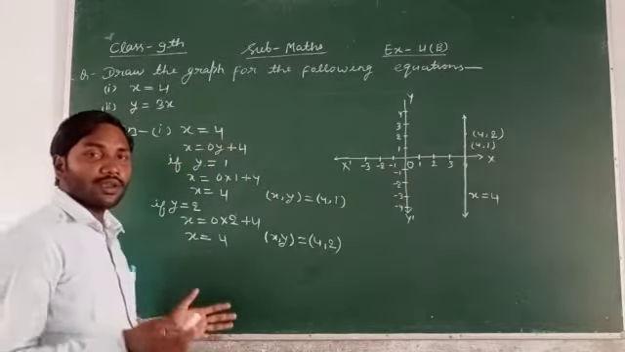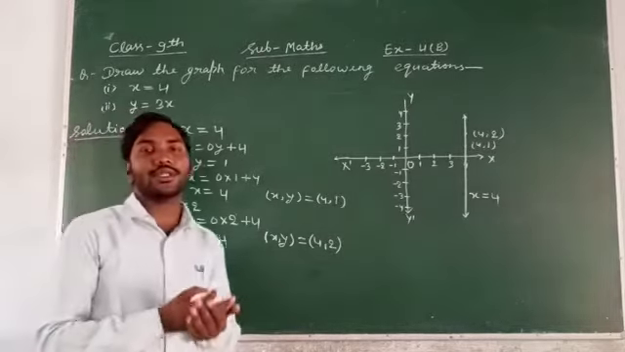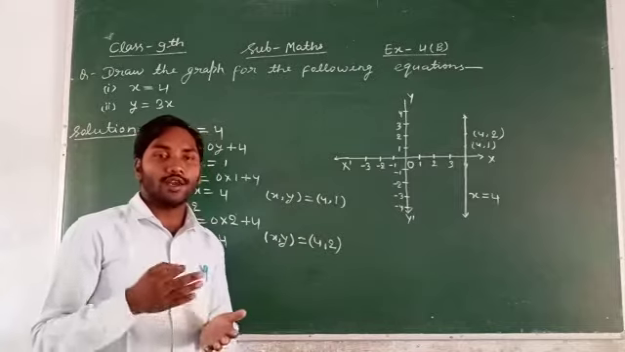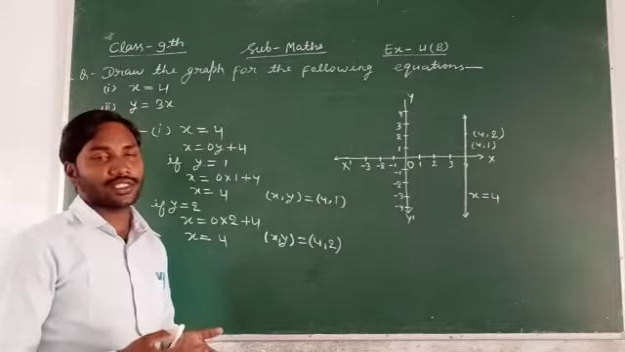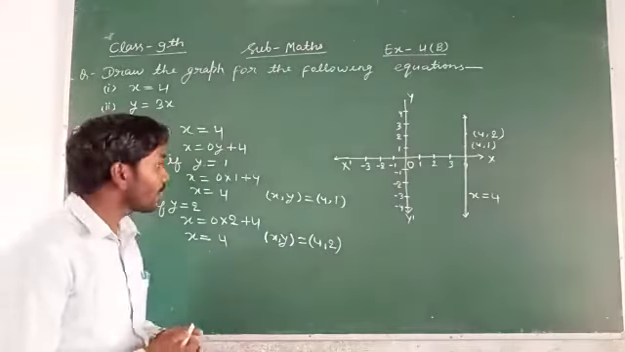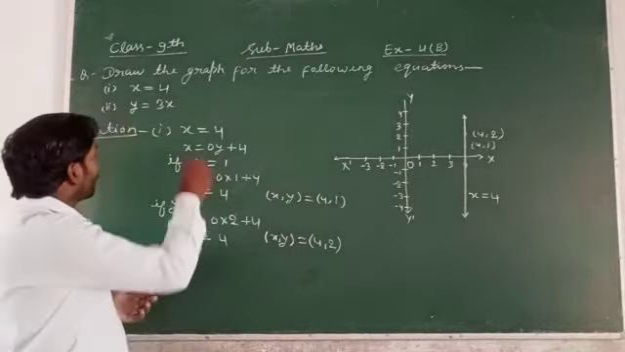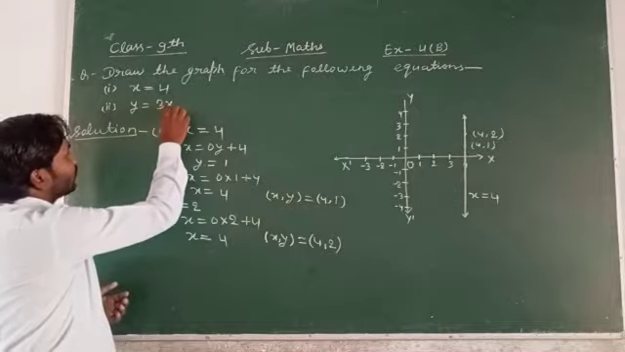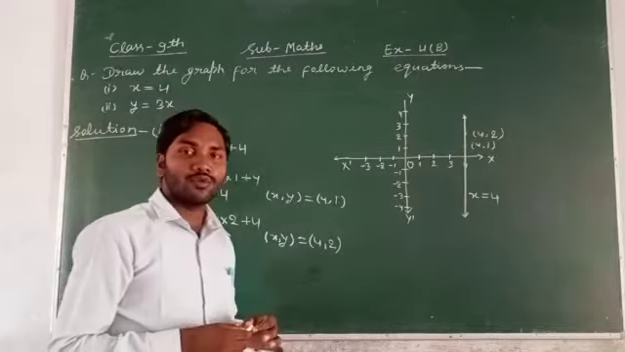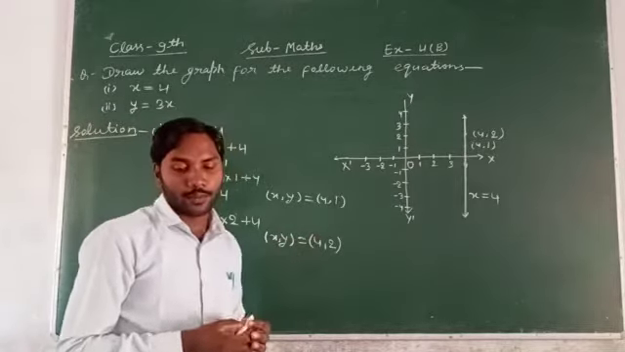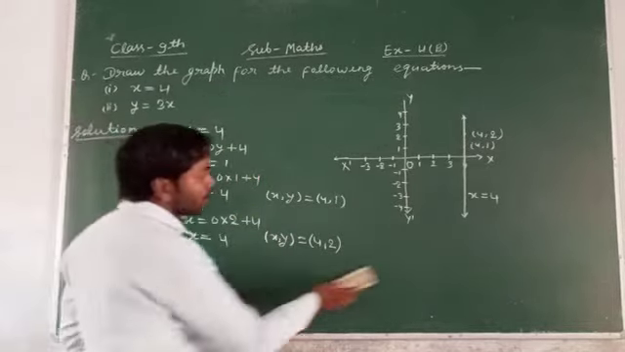So if there is no y or there is no x, only one variable is given, in that case you will get a graph which will be parallel to the x axis or the y axis. But if there are two variables in the equation, for the second equation, you can see y is equal to 3x. So we will draw a graph which will be different from this graph. Now we will draw the graph for y is equal to 3x.